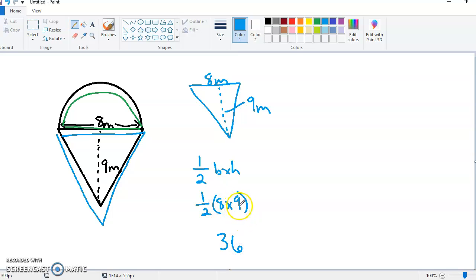Because 8 times 9 is 72, half of 72 is going to be 36. Then I have to do the same thing for my semicircle here. So we have a semicircle.